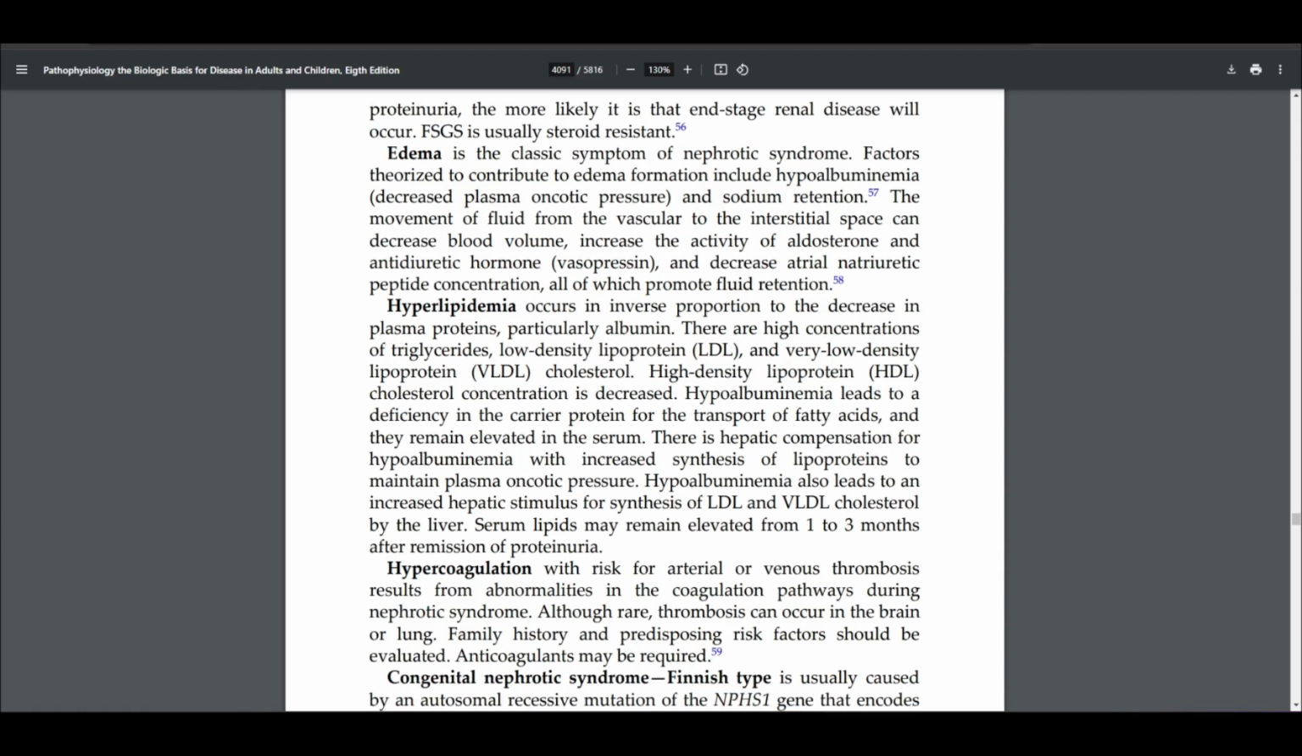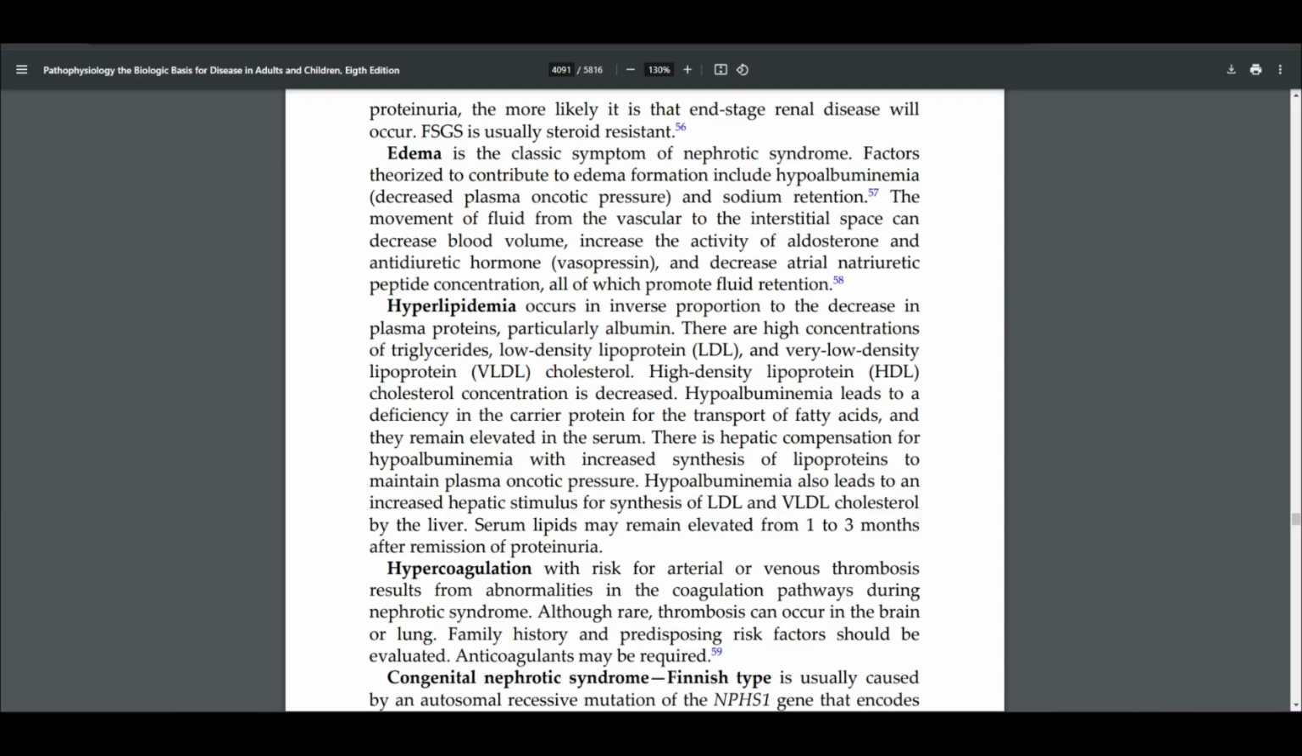Edema is the classic symptom of nephrotic syndrome. Factors theorized to contribute to edema formation include hypoalbuminemia, a decreased plasma oncotic pressure, and sodium retention. The movement of fluid from the vascular to the interstitial space can decrease blood volume, increase the activity of aldosterone and antidiuretic hormone, that is vasopressin, and decrease atrial natriuretic peptide concentration, all of which promote fluid retention.